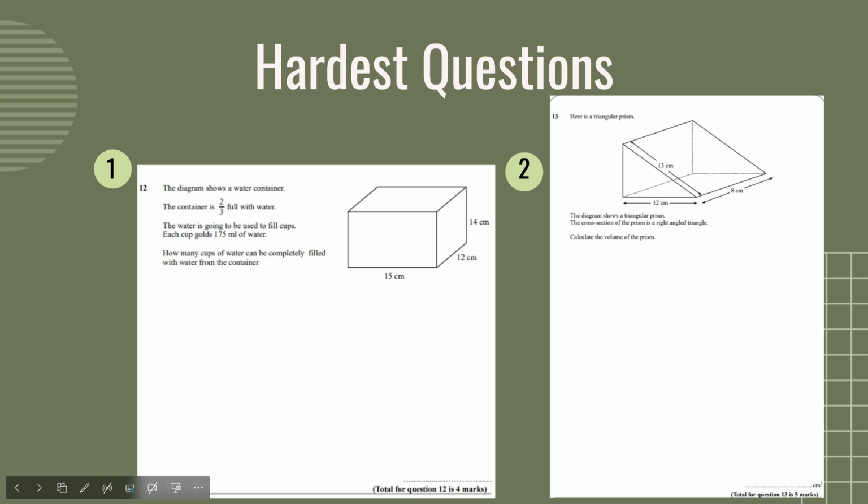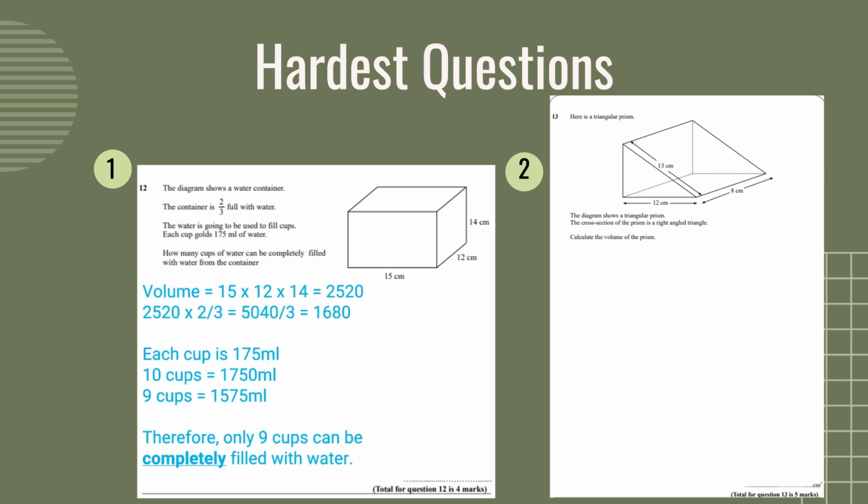So, in our first question, it said the diagram shows a water container. The container is 2/3 full with water. The water is going to be used to fill cups, and each cup holds 175 milliliters of water. How many cups of water can be completely filled with water from the container?